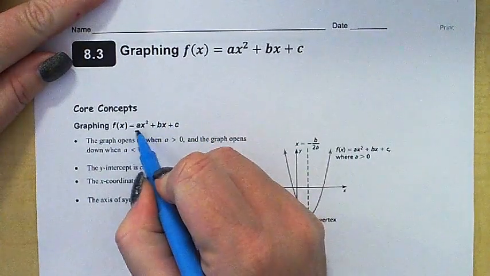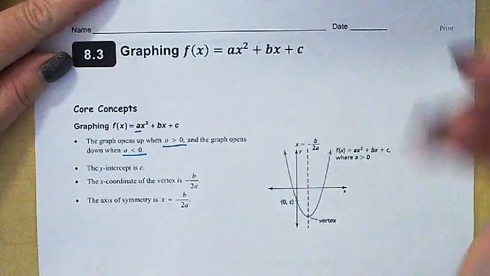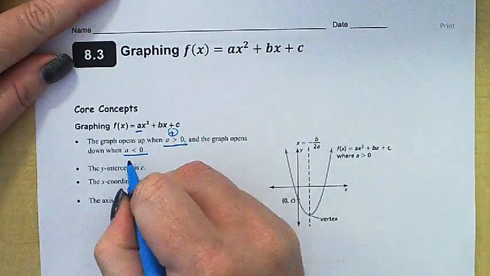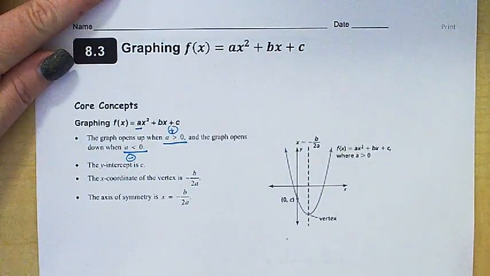term still tells us when the graph opens up or down, right? So when the a is positive, the graph opens up. When it is negative, it opens down. Same thing, that hasn't changed.